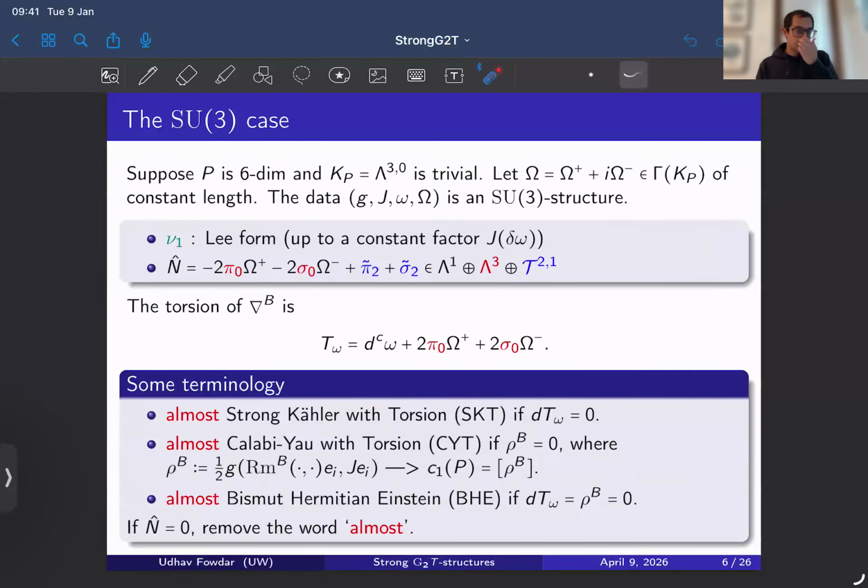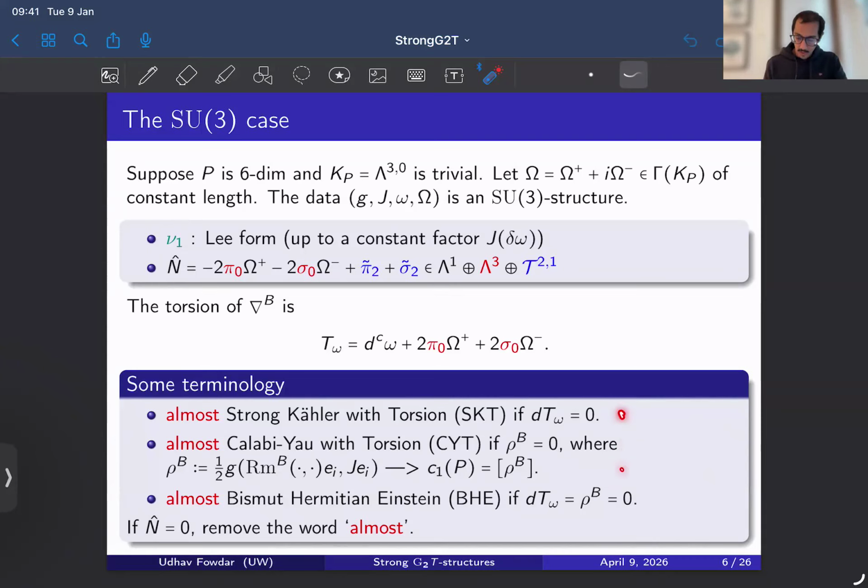So now before I state the first result, I would like to tell you some terminology. Typically you would call a manifold strong Kähler with torsion if d of the torsion is 0, so if this three-form here is closed. You call it Calabi-Yau with torsion, or shortly CYT, if the Bismut-Ricci form is 0. This is a first Chern class representative, and if you want, this is the curvature of the connection that you get by looking at the Bismut connection on the space of (3,0)-forms. Okay, so it is the curvature of that connection.